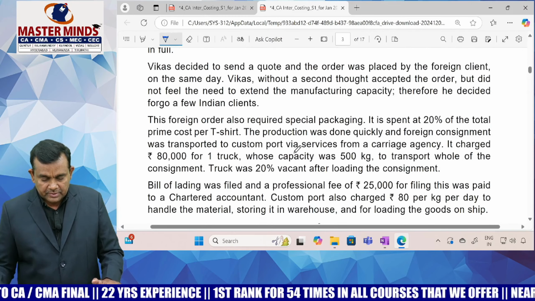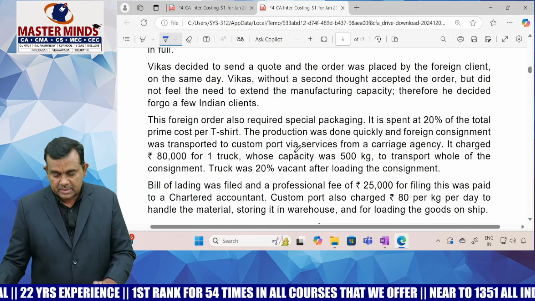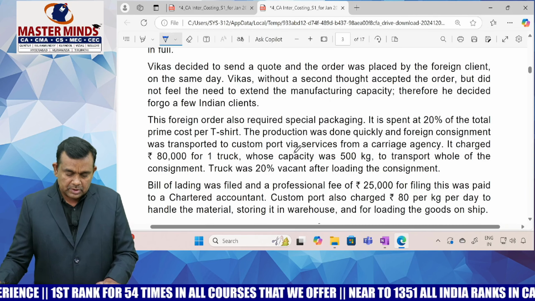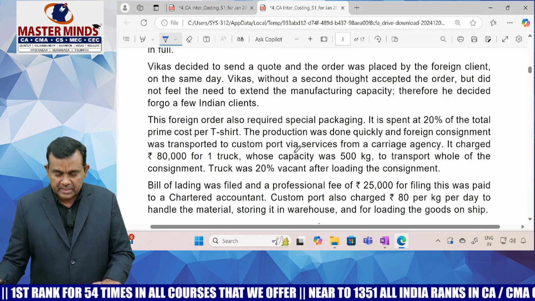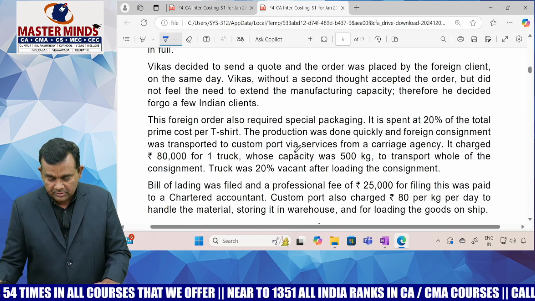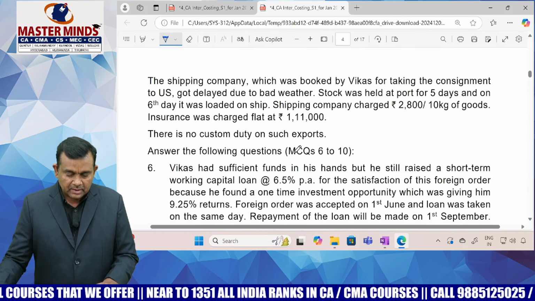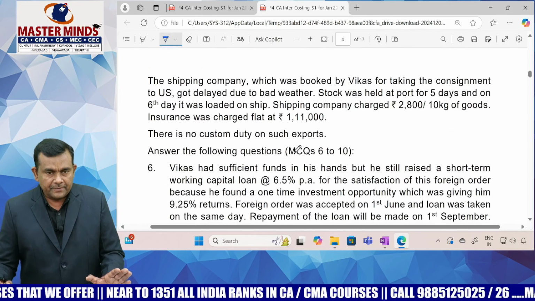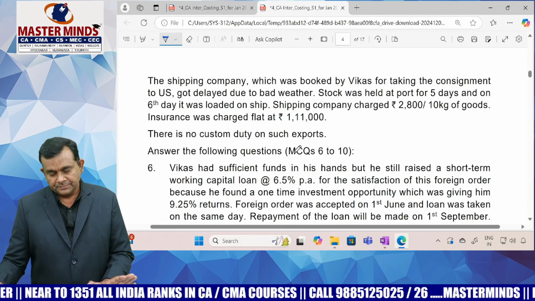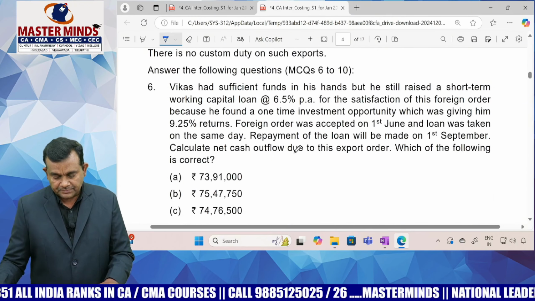The production was done quickly and the foreign consignment was transported to the customs port via a carriage agency. It charged 80,000 rupees for one truck whose capacity was 500 kgs to transport the whole consignment. The truck was 20% vacant after loading. Please read these details thoroughly, sir. Calculate the final variable cost, fixed cost and sales, then you can easily answer the questions.